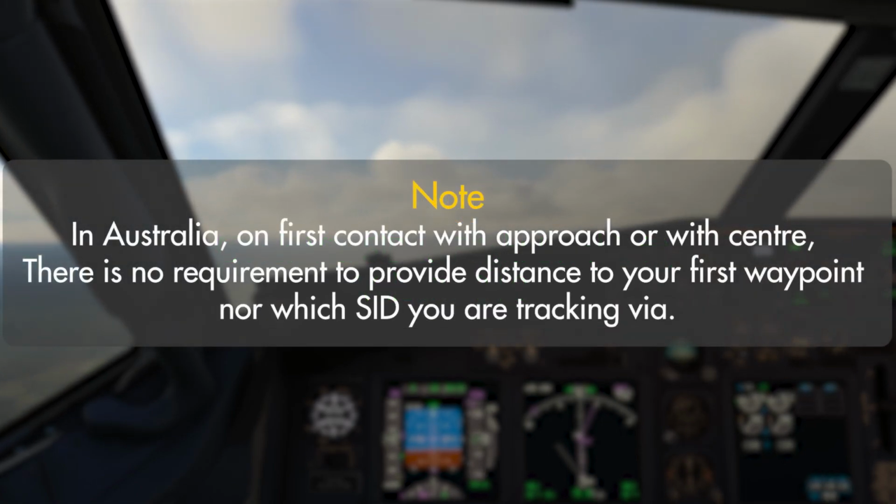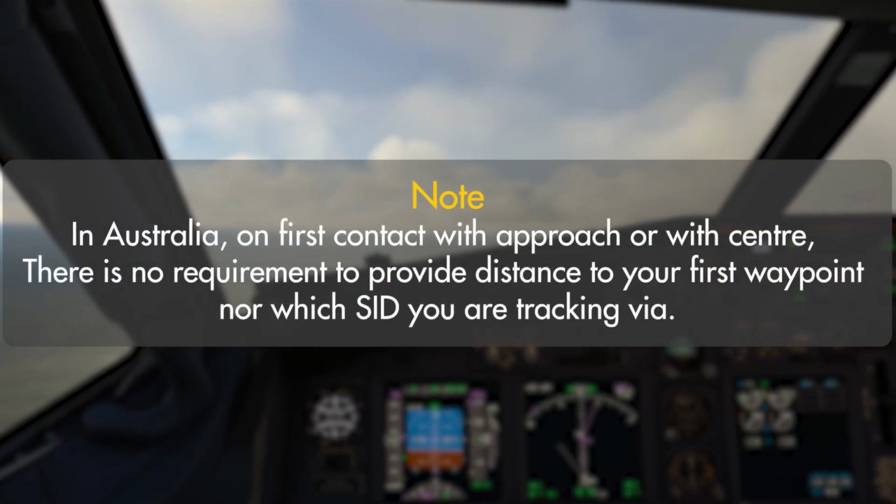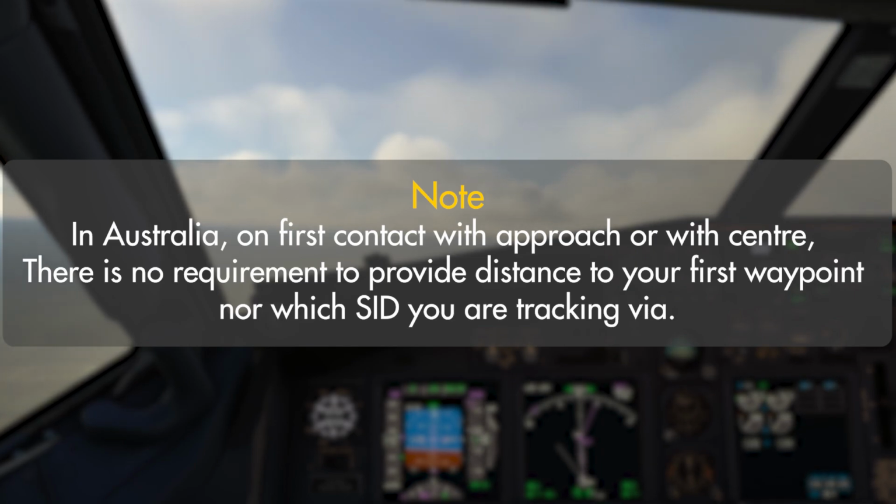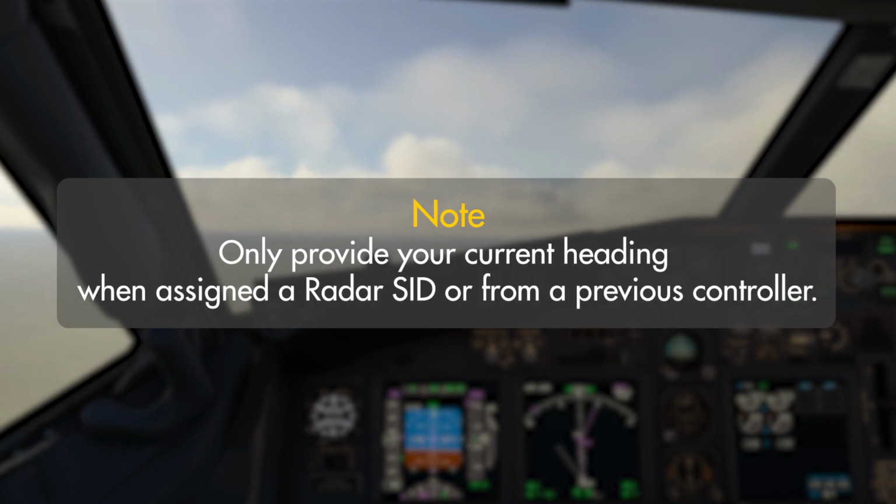Note: in Australia, on first contact with approach or center, there is no requirement to provide the distance to your first waypoint nor which SID you are tracking via. Only provide your current heading when assigned a radar SID or from a previous controller.